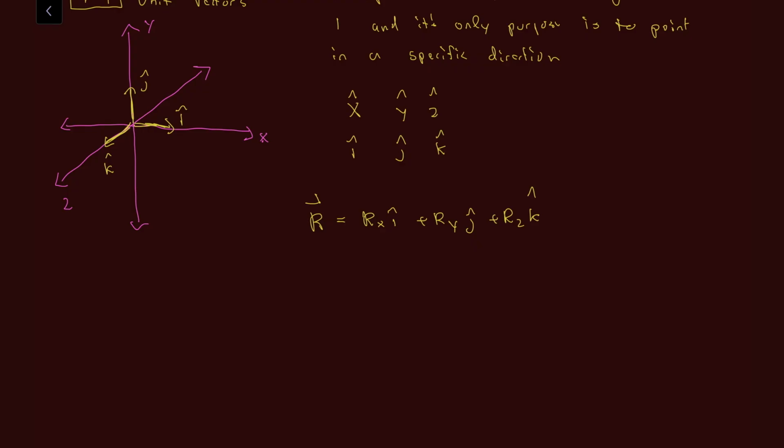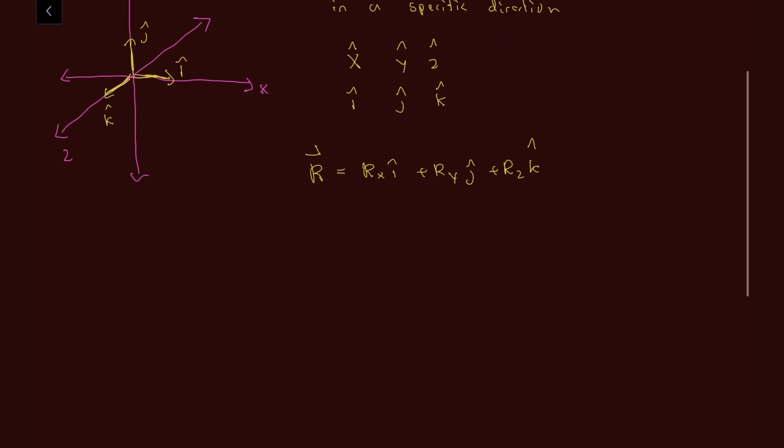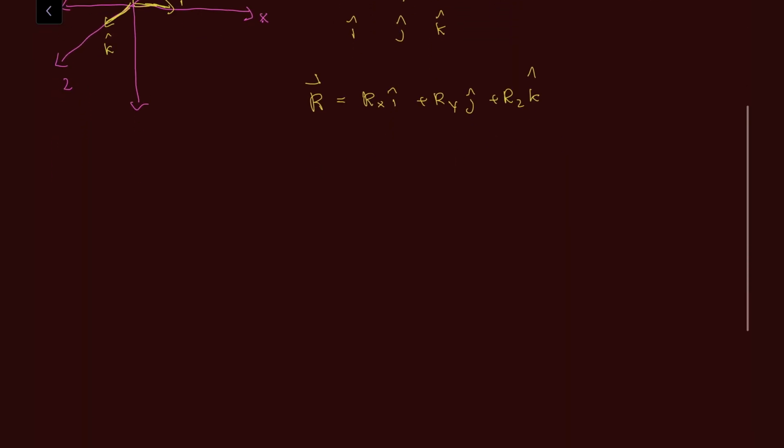Got it. So this is a general vector. You can write any vector in this format, and that is the power of unit vectors. Like, I cannot stress enough just how useful unit vectors make life. They are awesome.